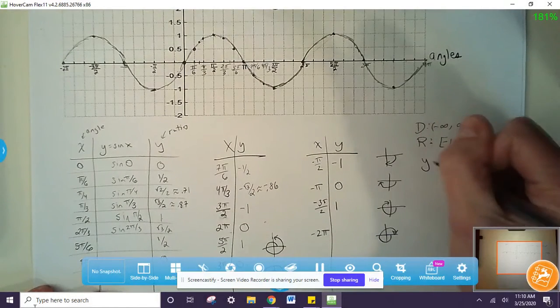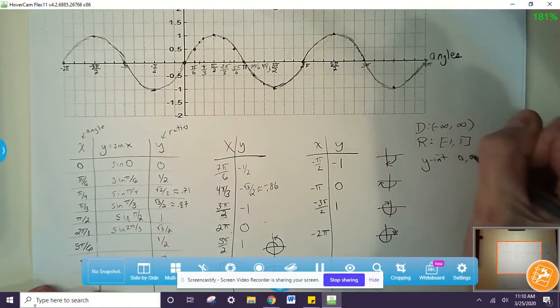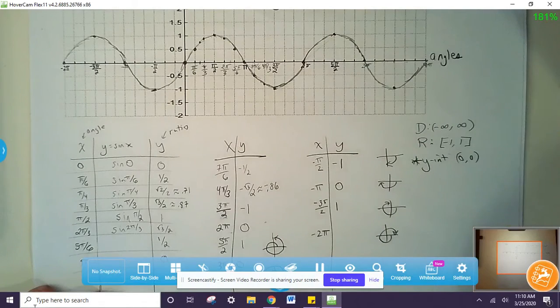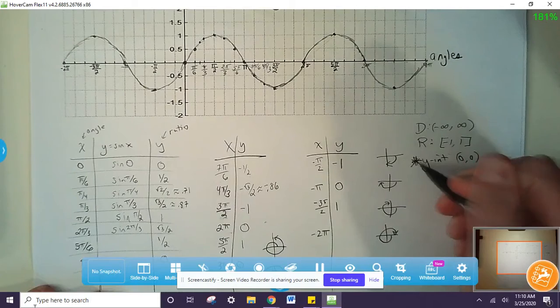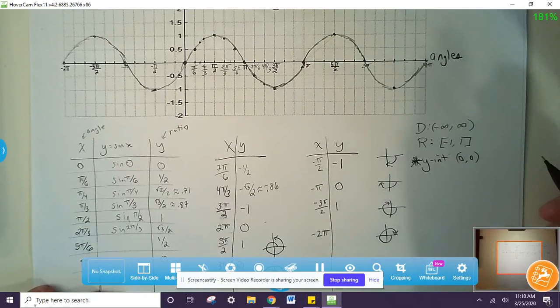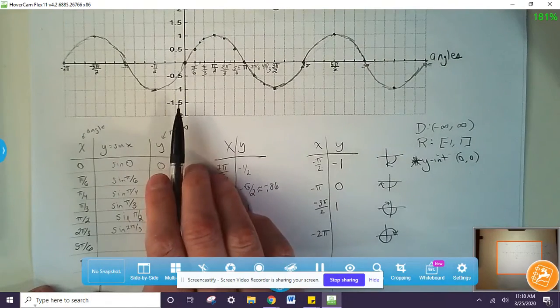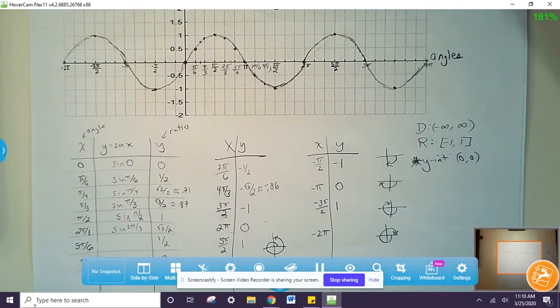Another important thing to note here is the y-intercept. The y-intercept is (0, 0). It is also an x-intercept. I put a little star next to it. You'll see why tomorrow. Another thing to think about when you look at this graph: even, odd, or neither.